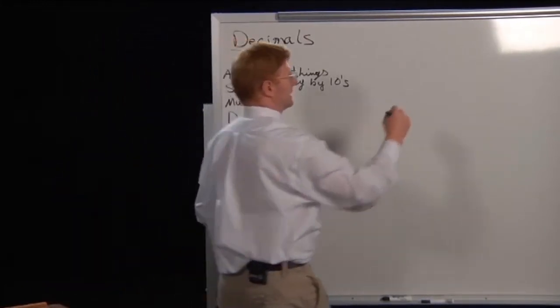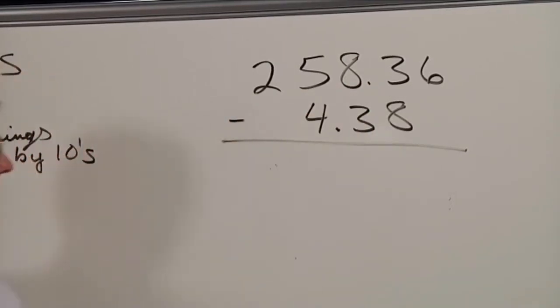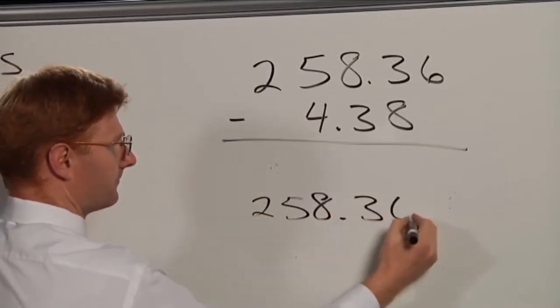So I'm going to put up here some money. 258.36 minus 4.38. Now again, we have to have those decimals lined up exactly where they need to go. So let's put that where it should go.